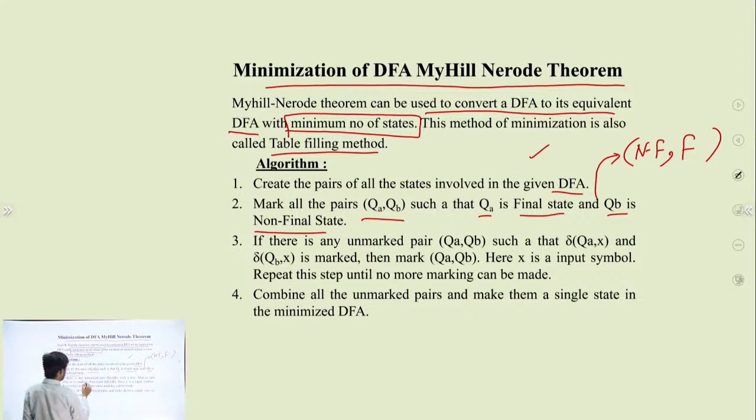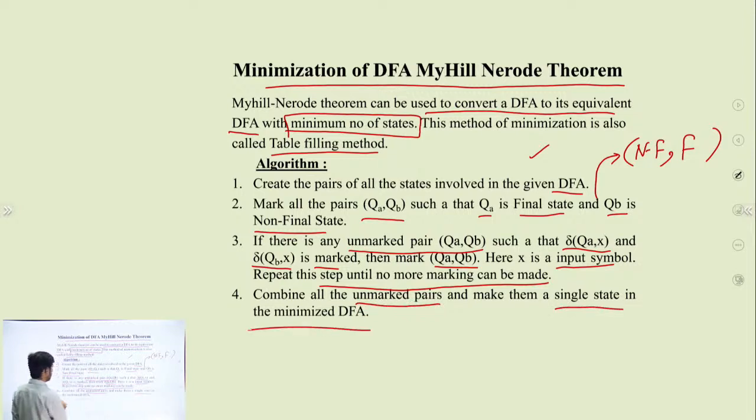So if there is an unmarked pair QA and QB such that delta of QA, X and delta of QB, X is marked, then mark QAB. Here X is an input symbol. Repeat this step until no more marking can be made, and combine all the unmarked pairs and make them a single state in the minimized DFA.